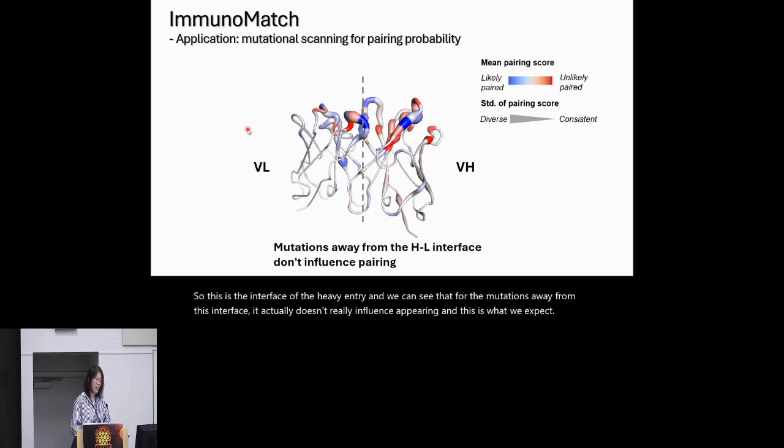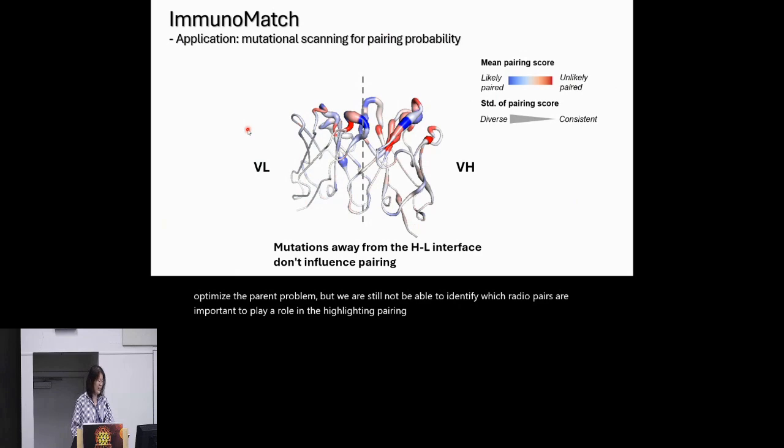So from this mutational scanning, we are able to identify the point mutations which could optimize the pairing, but we are still not able to identify which residue pairs are important to play a role in the heavy-light chain pairing question.